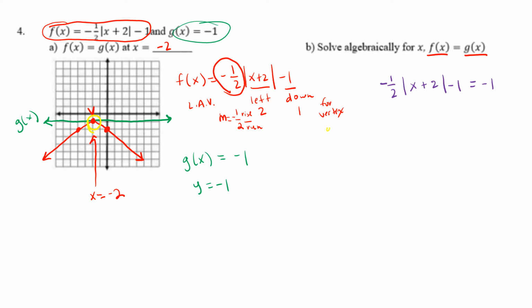Get the absolute value by itself. We can't have this -1/2 out front. We can't have this -1 at the end, so we have to move them. To move that -1, we're going to add 1 to both sides, and watch what happens. Right, -1/2 is still out in front, absolute value of x plus 2. -1 plus 1 is 0. Oh, that's interesting.